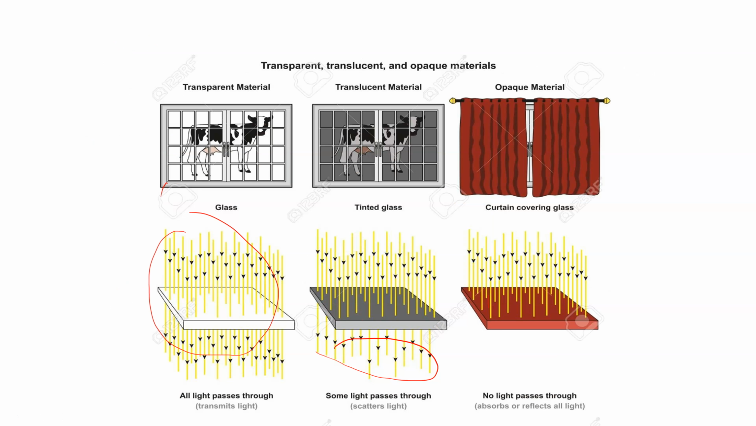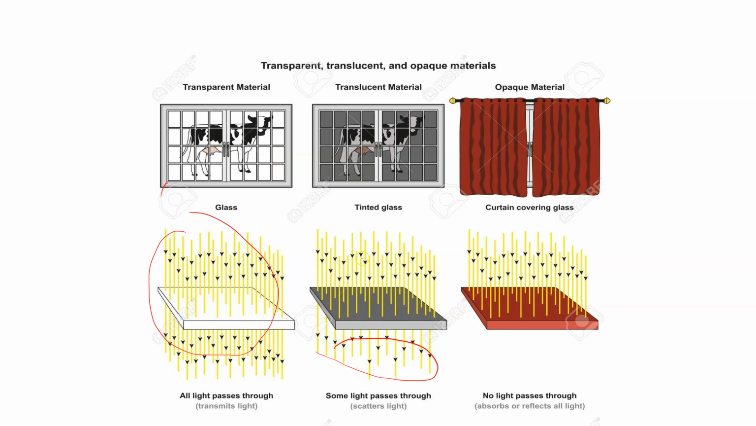So here's an example of transparent, translucent, and opaque materials. If you have a transparent material, which is what you usually associate with glass, light will go straight through it. You can see all these waves of light hitting this side are in turn going straight through to the other side.